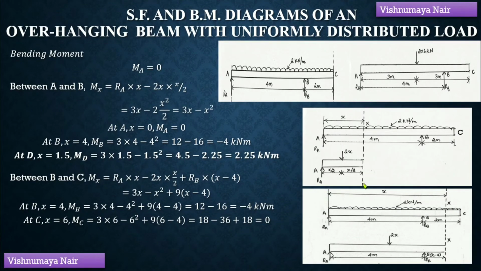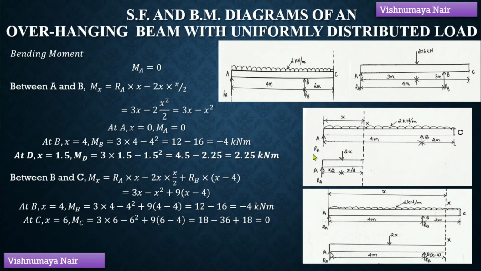So, the moment at this section will be equal to Ra into x minus 2x into x by 2, because moment is equal to the product of the force into the perpendicular distance. So, Mx will be equal to Ra into x minus 2x into x by 2. Ra is equal to 3, so let's substitute 3 in the place of Ra. So, 3x minus 2x square by 2, which will be equal to 3x minus x square. So, at this section, moment will be equal to 3x minus x square.